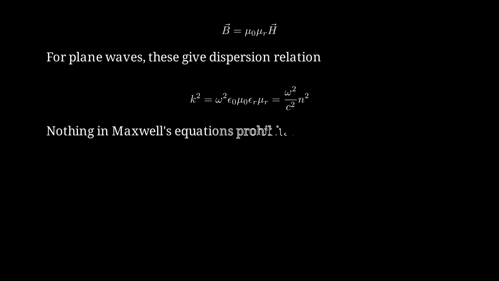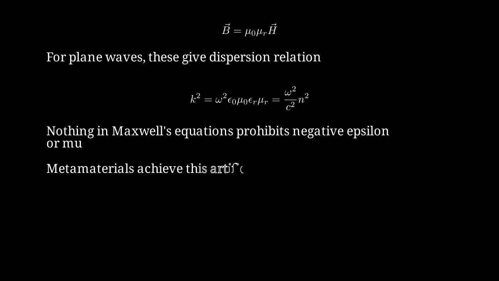For plane wave solutions, Maxwell's equations yield the dispersion relation. Wave vector squared equals omega squared over c squared times n squared. Crucially, nothing in Maxwell's equations themselves prohibits negative epsilon or mu, only nature fails to provide them. Metamaterials achieve this artificially by engineering structures at the nanoscale.